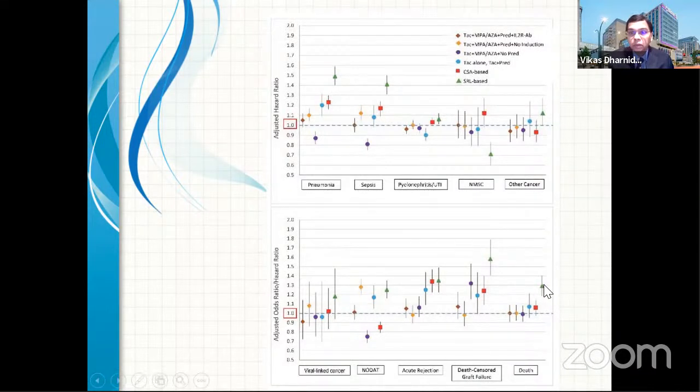The sirolimus-based regimens had a higher adjusted hazard ratio for patient death or death-censored graft failure, and also for pneumonia and sepsis. Now, these data, I think, are consistent with other literature because the sirolimus-based regimens did show a statistically significantly lower risk for non-melanoma skin cancer, that's shown over here. And then new onset diabetes after transplant was significantly lower if you used a prednisone-free regimen or if you used a cyclosporin versus a tacrolimus-based regimen.